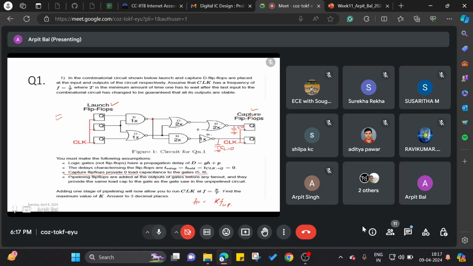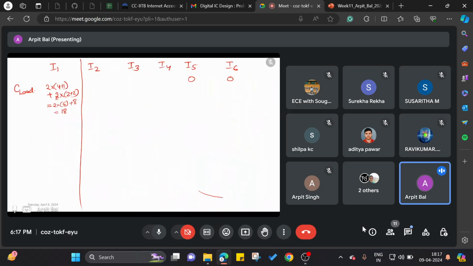Same. Yeah, I2 will also be the same, because I2's output is also connected to I3 and I4. So it means I need to do the same thing here as well. So it will be 2 into 4 plus 1 plus 2 into 2 plus 2, that is 18. Okay, is this part clear?